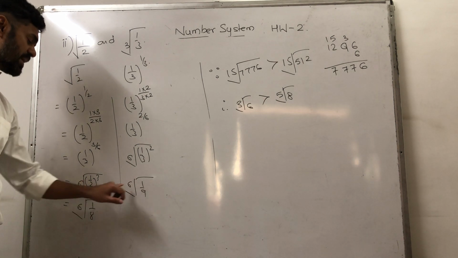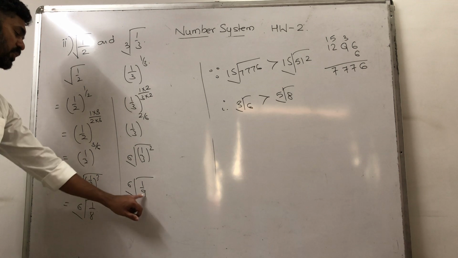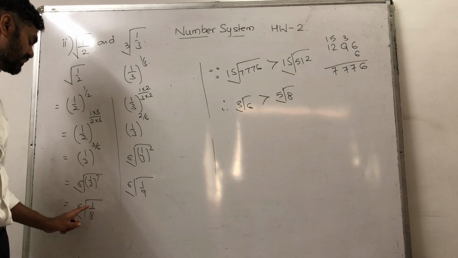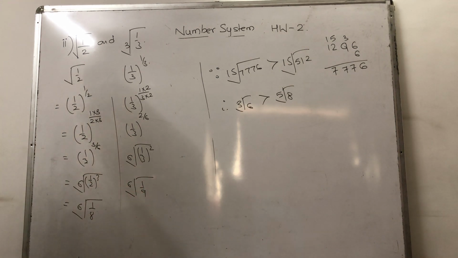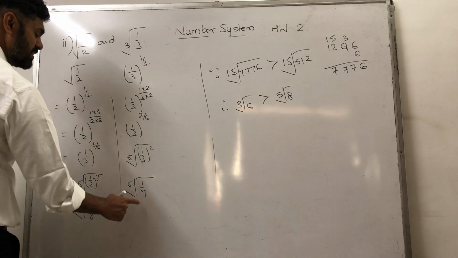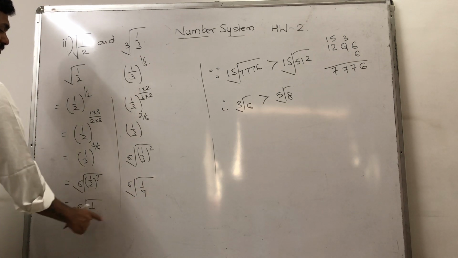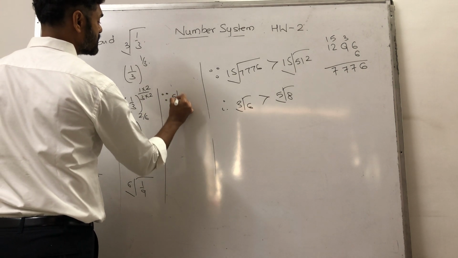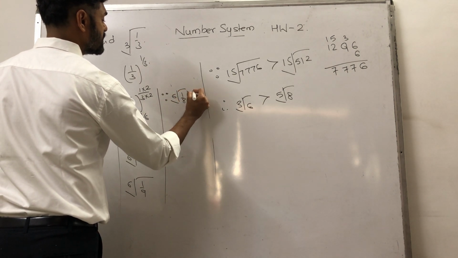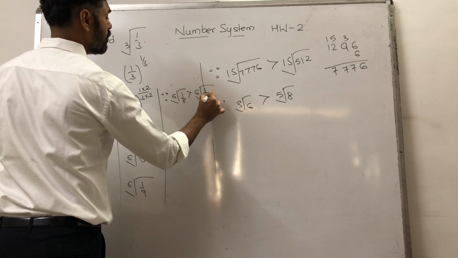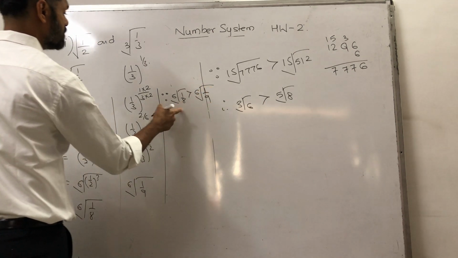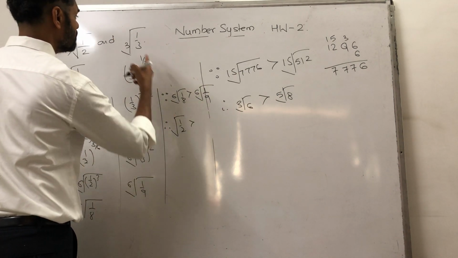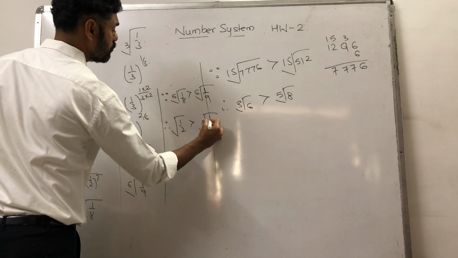Now numerator is same. Here the denominator is 8, over here is 9. The smaller the denominator, the greater the value. So we can say 1 by 8 would be greater than 1 by 9. If 1 by 8 is bigger than 1 by 9, then the 6th root of 1 by 8 will be bigger than 6th root of 1 by 9. So you will say, since 6th root of 1 by 8 is greater than 6th root of 1 by 9, therefore the square root of 1 by 2 is greater than cube root of 1 by 3.